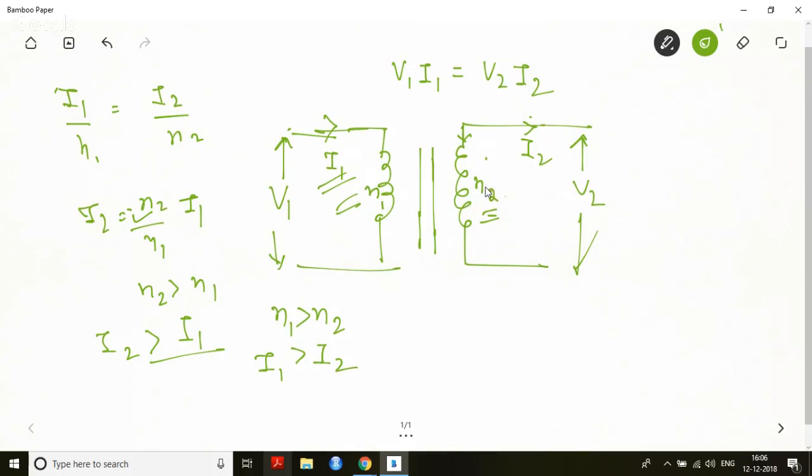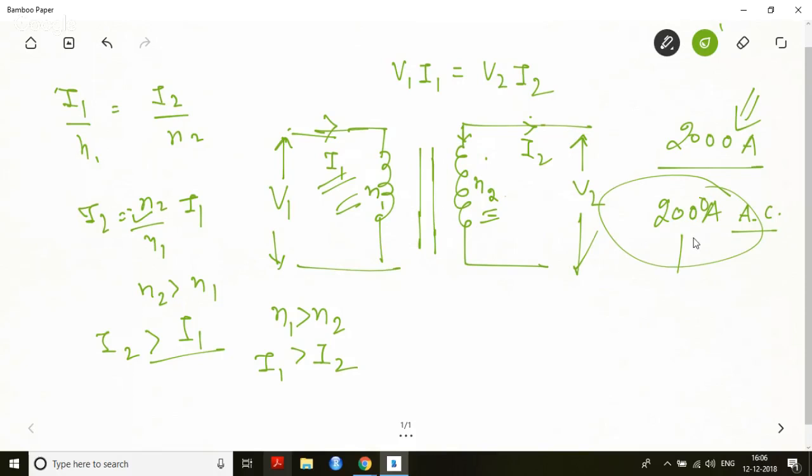DC current cannot be stepped down. DC current cannot be stepped up. Suppose you are producing 2000 amperes, you will have to transmit 2000 amperes, and hence your power losses would be too much. If you are producing 2000 ampere AC current, in that scenario, stepping down this current and bringing down your power losses would be much easier with the help of a transformer. That is why in power transmission AC current is used.